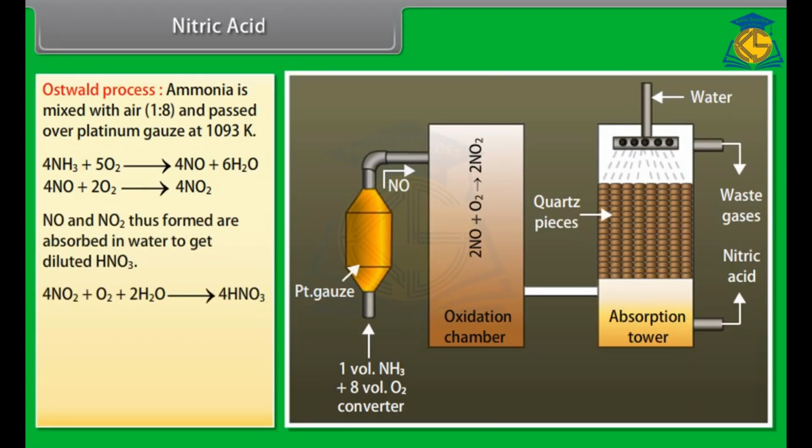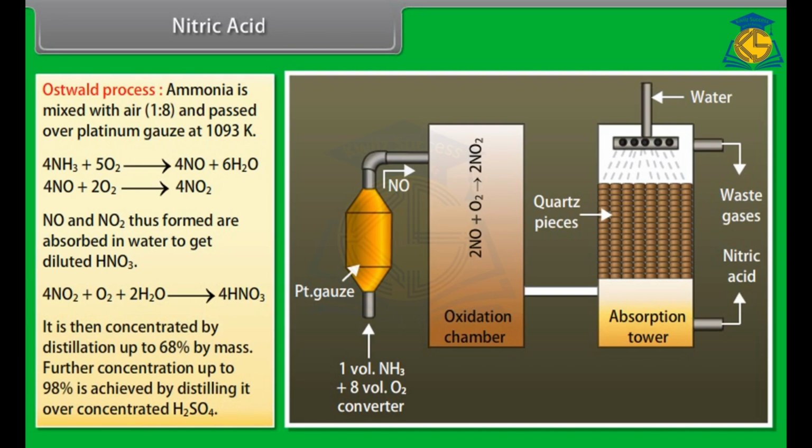NO and NO2 thus formed are absorbed in water to get dilute HNO3. It is then concentrated by distillation up to 68% by mass. Further concentration up to 98% is achieved by distilling it over concentrated H2SO4.